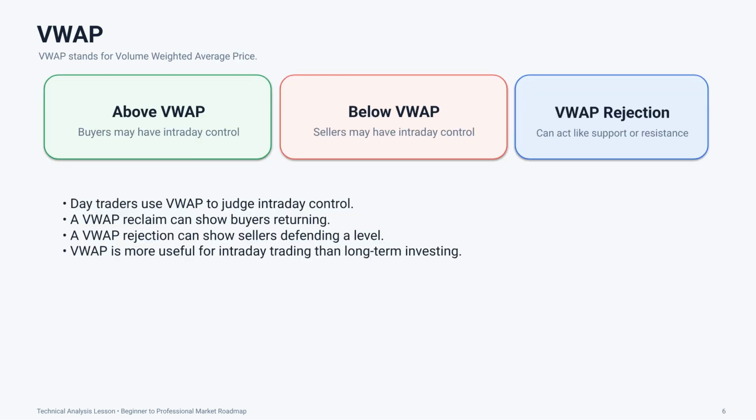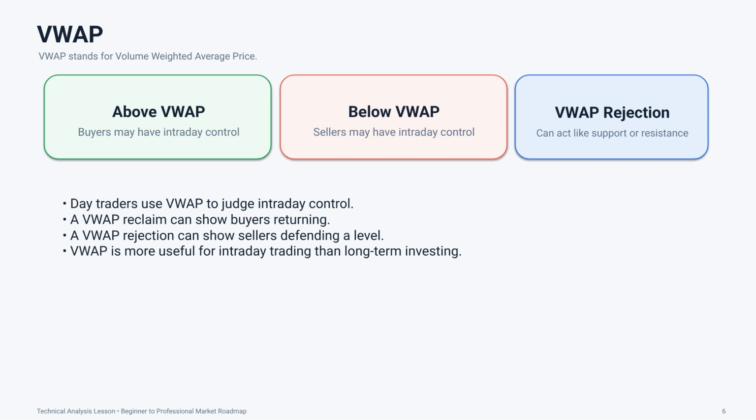Now, let's talk about VWAP. VWAP stands for Volume Weighted Average Price. This indicator is very popular with day traders because it helps show who may have control during the trading day, buyers or sellers. When price is above VWAP, buyers may have intraday control.